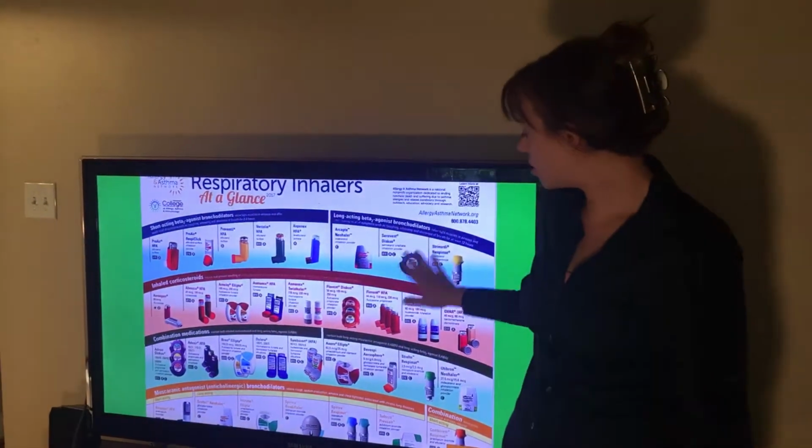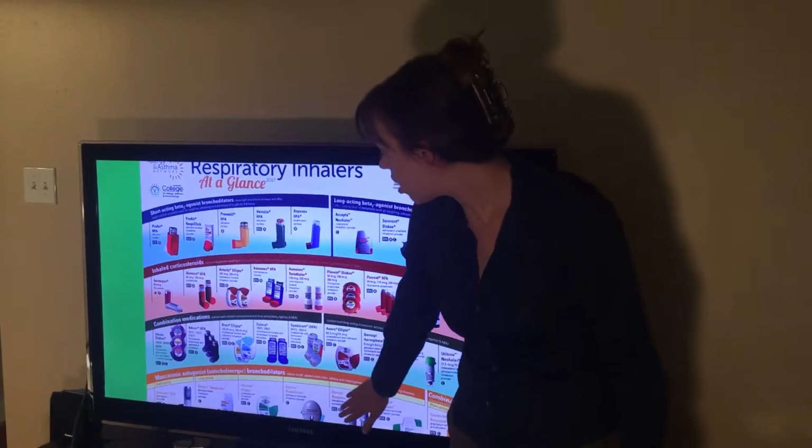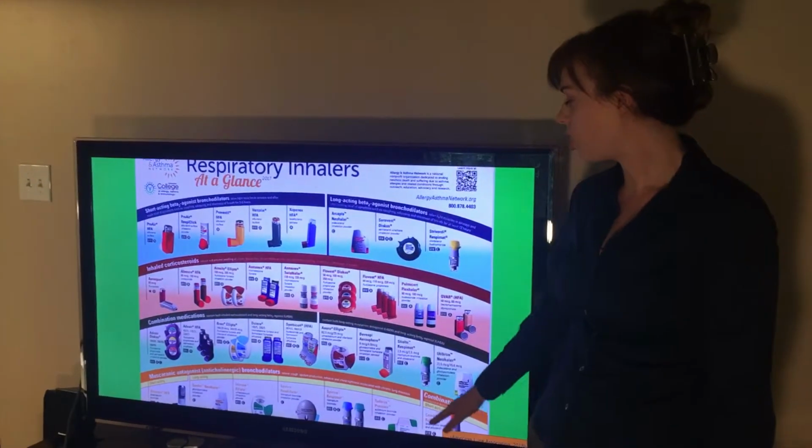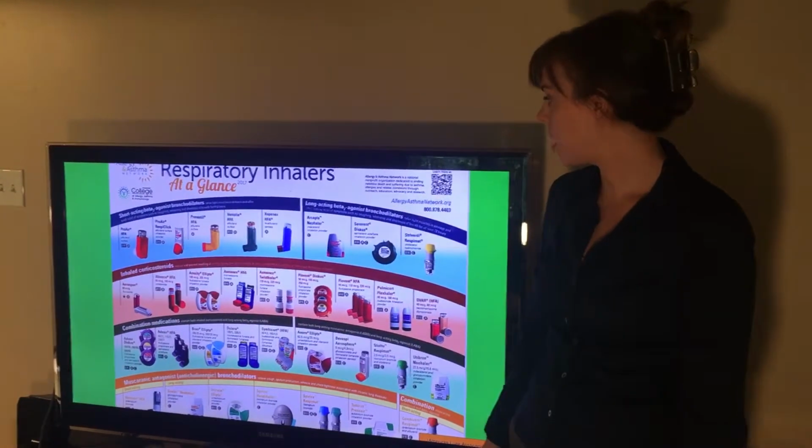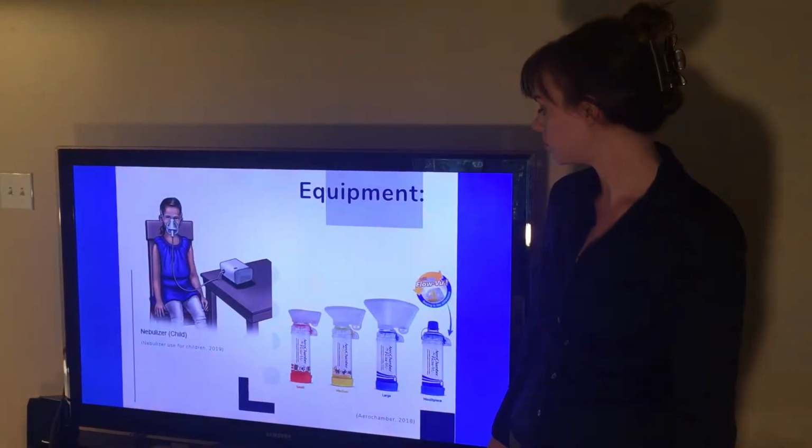The long-acting bronchodilators and the anticholinergics are really for when these medications fail. Then the doctor might add on some extra ones like those.